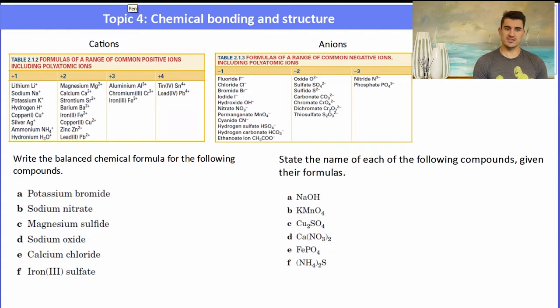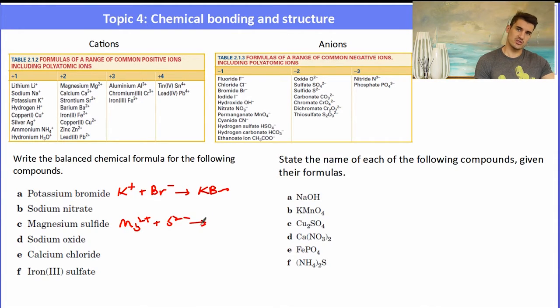A little bit of practice for writing formulas and writing names. Potassium bromide. Potassium is a positively charged ion. Bromide is a negatively charged ion. We can put those together so we have KBr. Magnesium sulfide. Magnesium is 2 positive. Sulfide is 2 negative. So they go together, MgS.